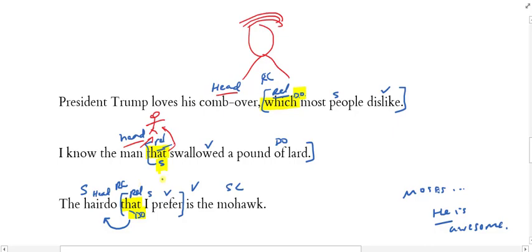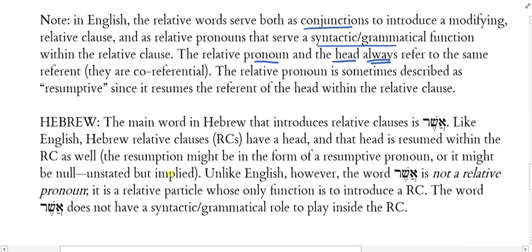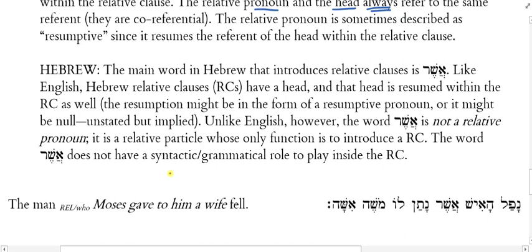Okay? So you get the idea there. Heads and relative pronouns or resumptive pronouns, they are going to have the same referent. Now, that's just a little bit of introduction to relative clauses in English. How does Hebrew handle relative clauses?